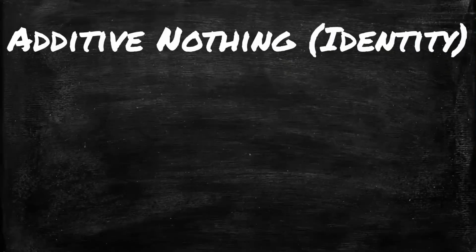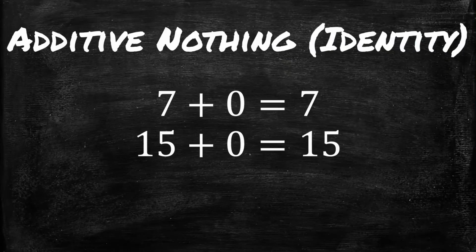This is the number that does nothing when you use addition with it. This is the number 0. If I add 0 to any number, it doesn't do anything. So 7 plus 0 is 7. 15 plus 0 is 15. Adding the 0 doesn't do anything to it.